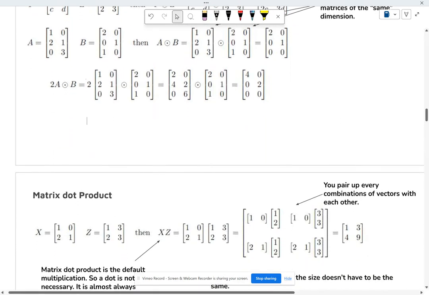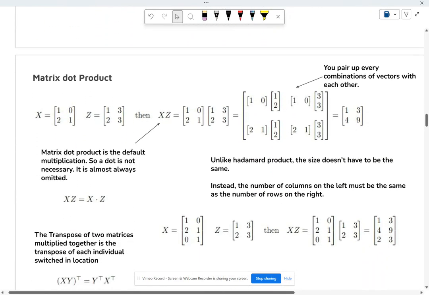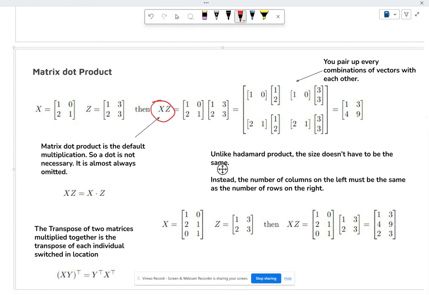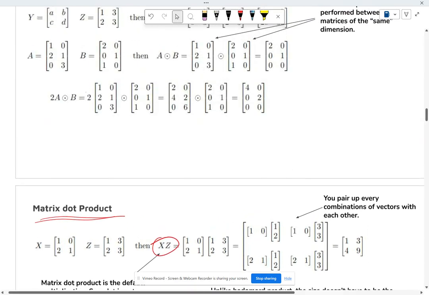So Hadamard product is very intuitive. What is actually more complicated is matrix dot product. The matrix dot product is written this way. Because matrix dot product is basically the most used operation, when you see two matrices next to each other, you can assume they're doing the dot product instead of the Hadamard product.